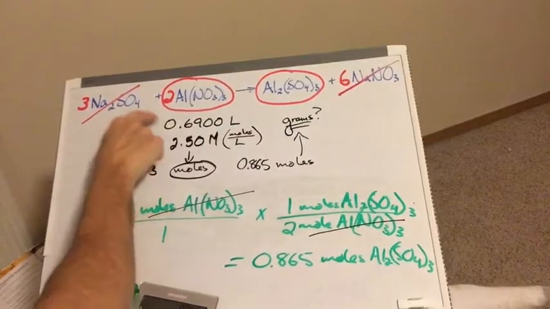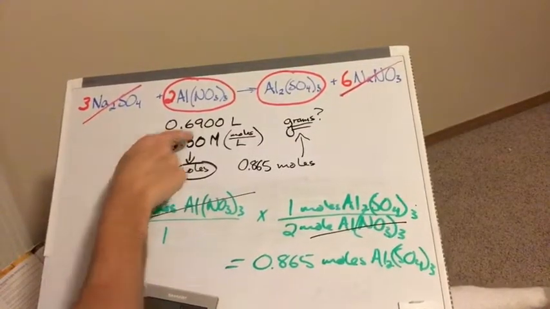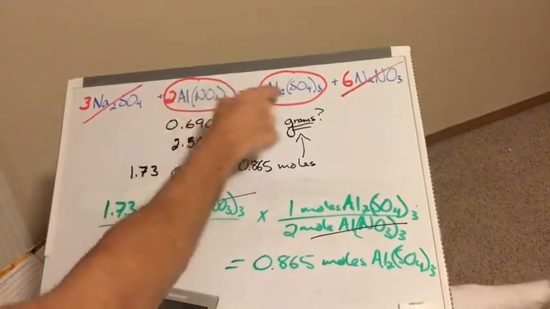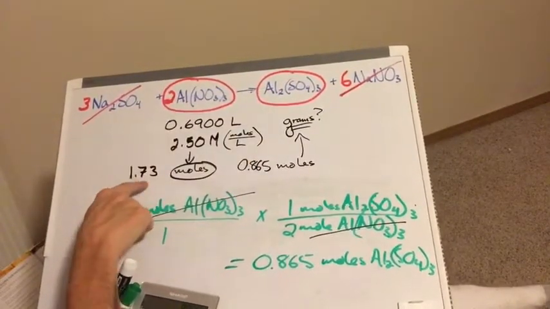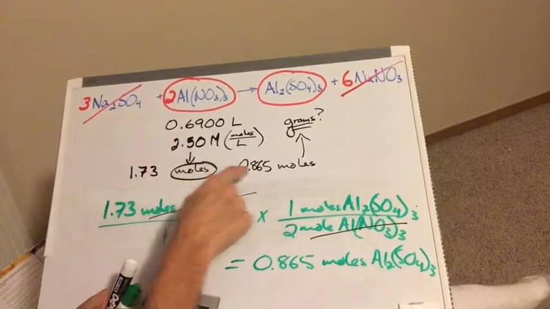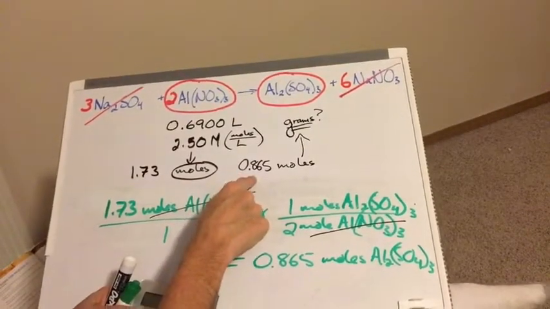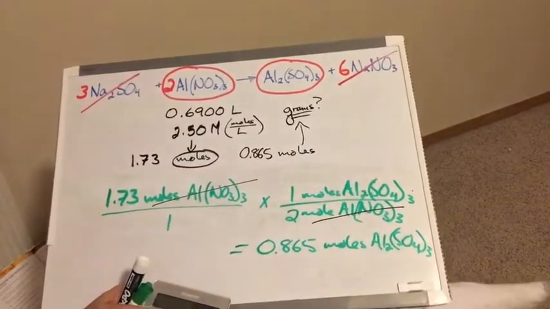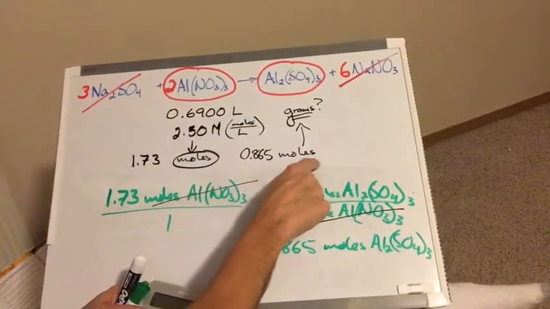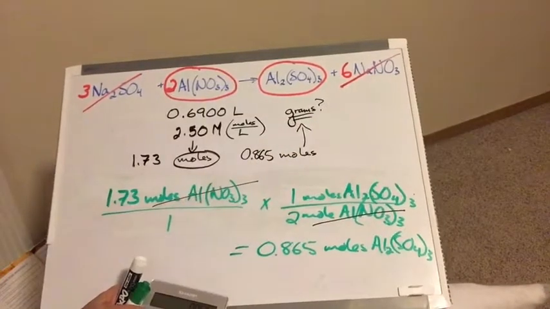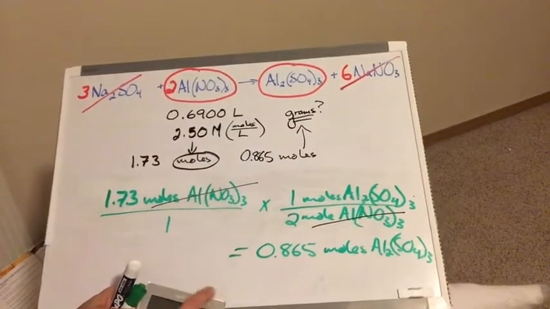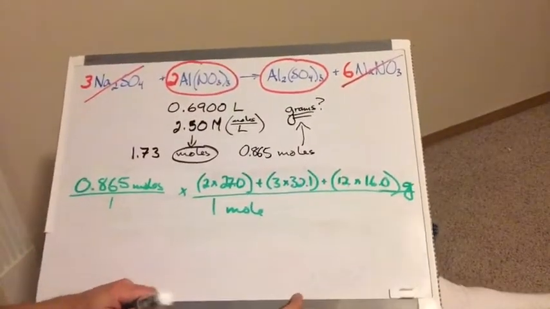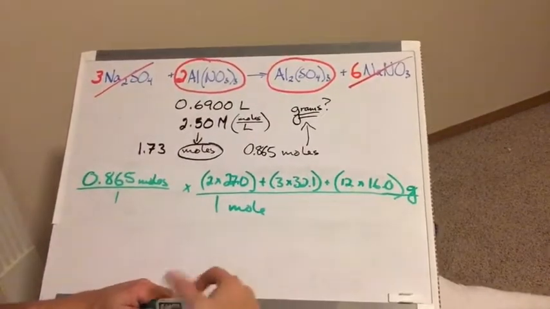So just to recap, we've changed milliliters to liters. We've converted all this information to moles of aluminum sulfate. And if it's a 2-to-1 ratio of aluminum nitrate to aluminum sulfate, we're just going to have half of that in moles for aluminum sulfate, which I showed you the long way of figuring out. And now we just got to convert that moles of aluminum sulfate to grams of aluminum sulfate. We're done. So now I'm reminding you how to get to grams from moles.